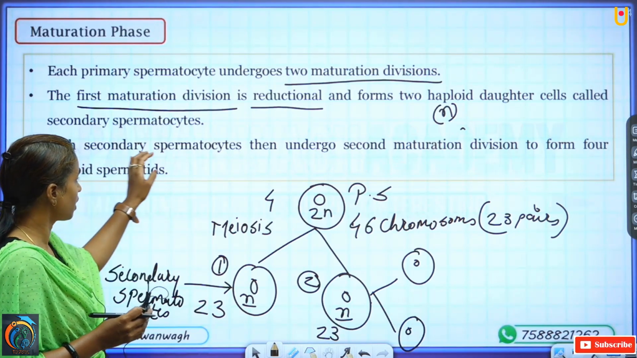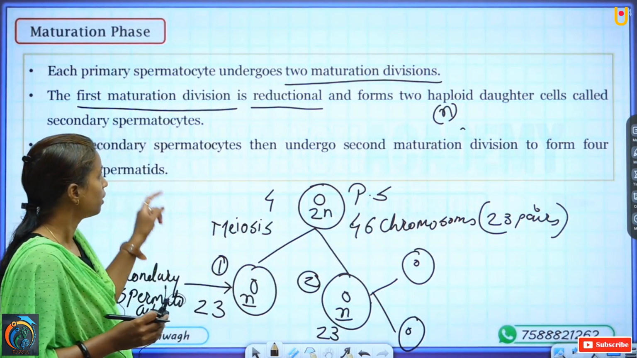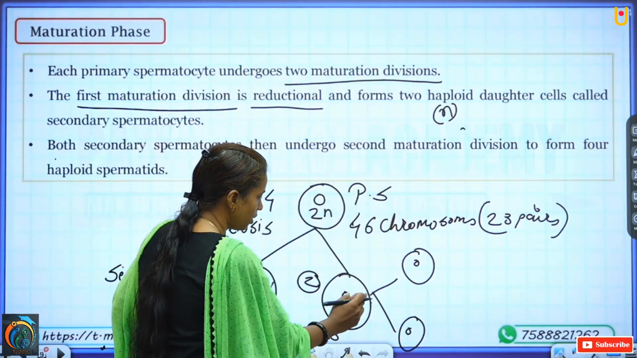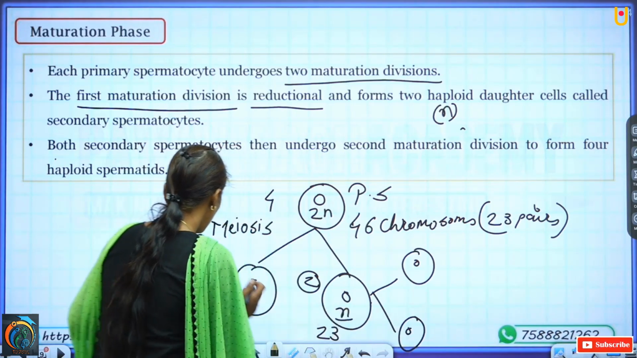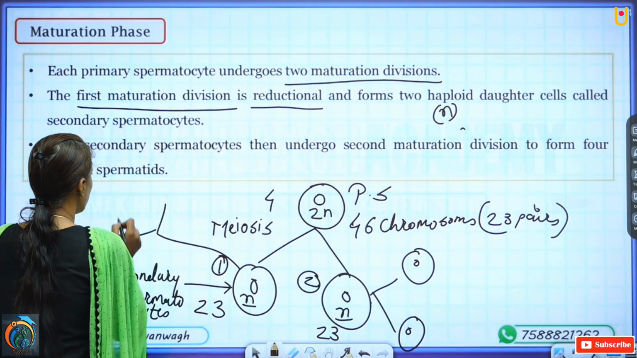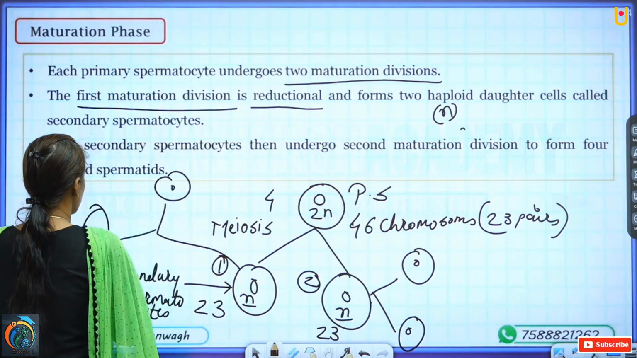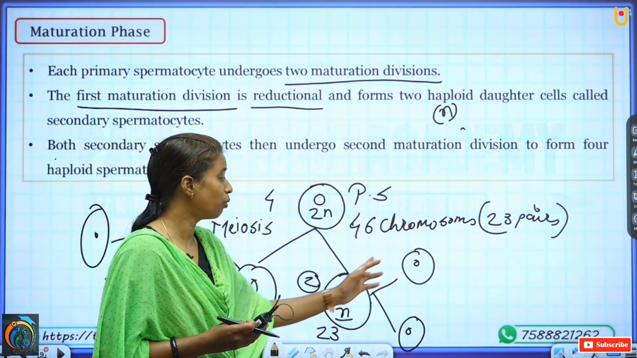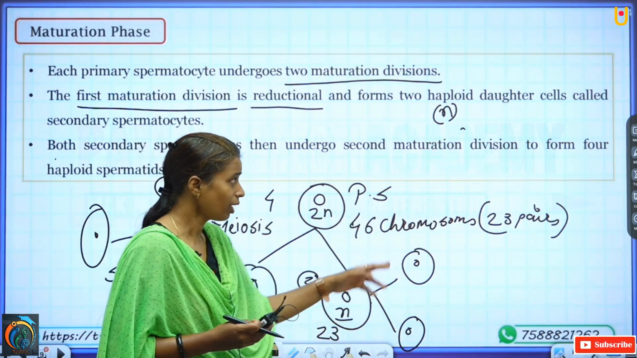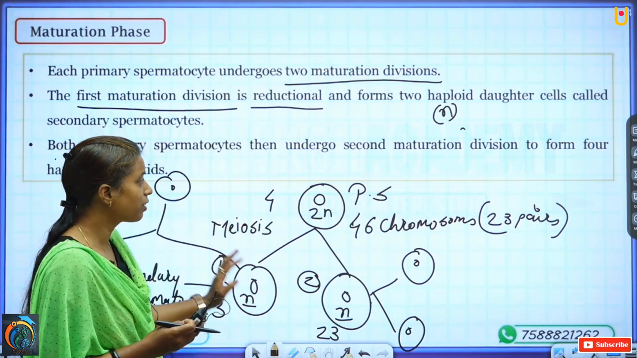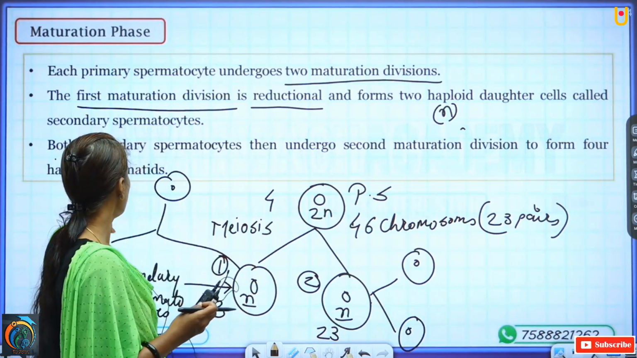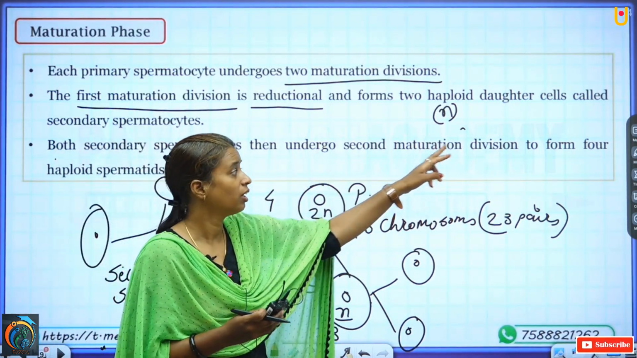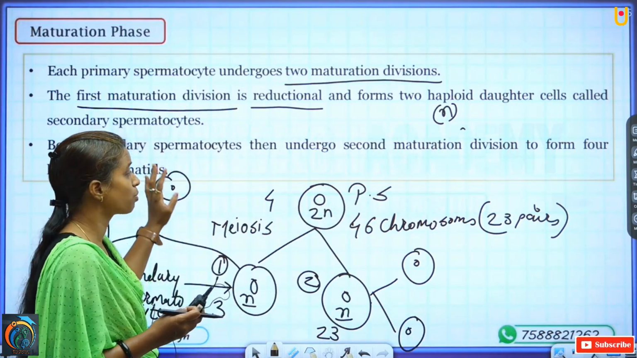Now both the secondary spermatocytes, 1 and 2, again undergo the second maturation division. See, this will undergo the second maturation division, and this will also undergo the second maturation division. Again they are getting divided and forming 2 daughter cells each. And at this stage, what happens? After the secondary spermatocytes have undergone the second maturation division, they will form 4 haploid spermatids.